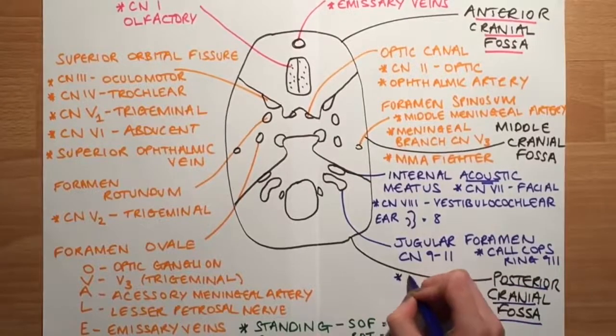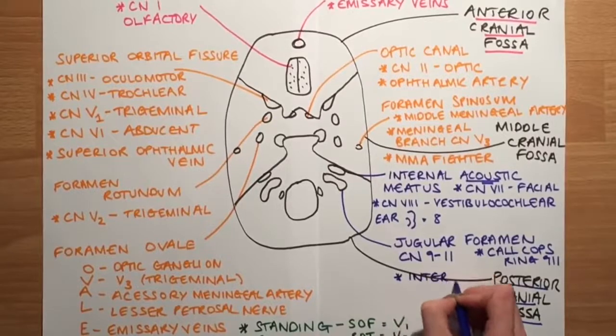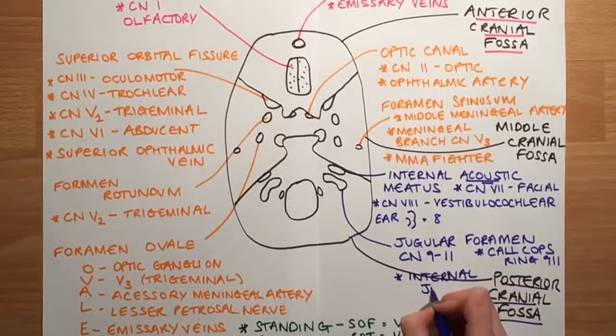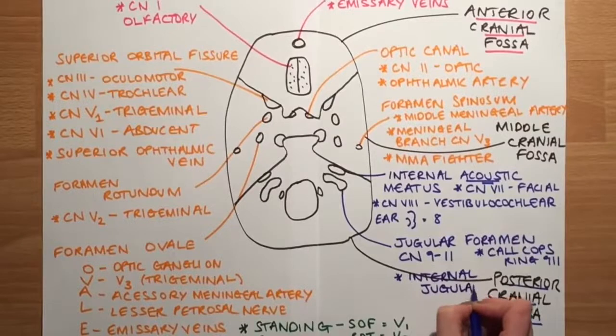It also transmits the internal jugular vein, and the internal jugular vein runs alongside the internal carotid artery, and it is the main venous drainage for the skull and the cranium.